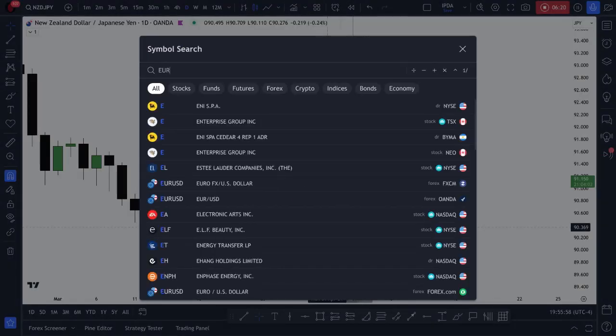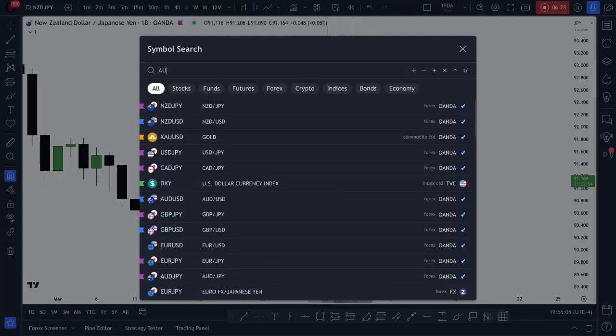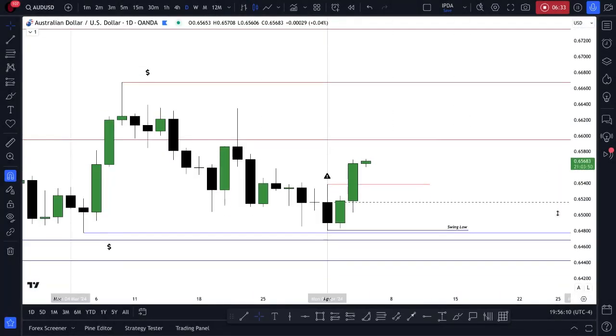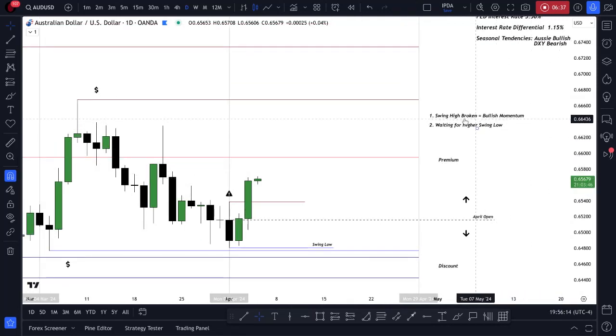So just to bring it all back home, we broke a swing high recently, and we're looking for a higher swing low to form. So let's go back to AU. Looking for a higher swing low to form. That's all we're looking for right now. So right now, the trend formula is in the process of being completed. So we got the first variable. The second variable is pending. So hopefully you found this insightful. Peace.